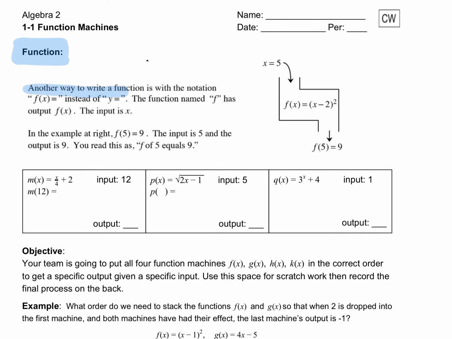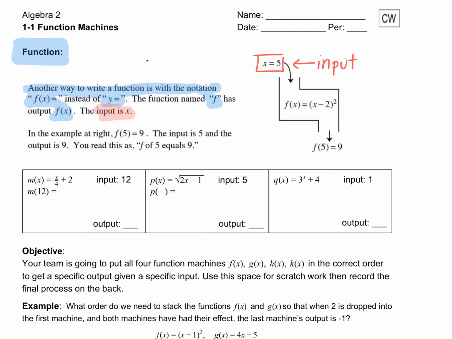Another way to write a function is with the notation f of x instead of y. The function named f has output f of x, and the input is x. So if we take a look on the right side here, we have an example. Our value x equals 5 here, this is the input. The input is just the value that you are substituting into your function.